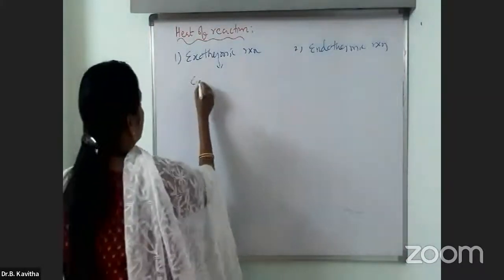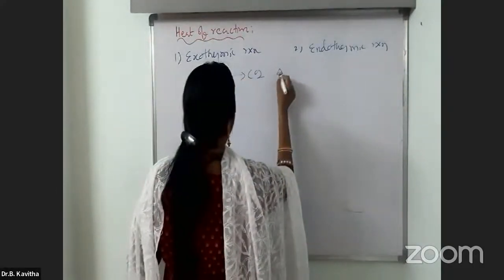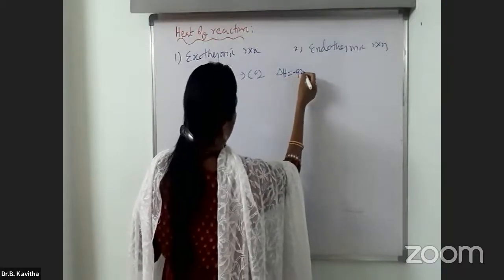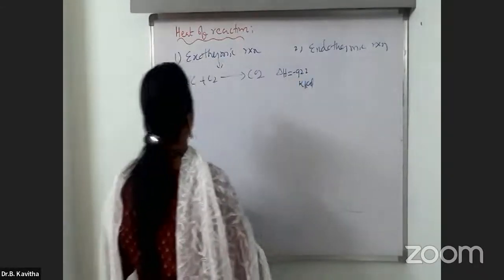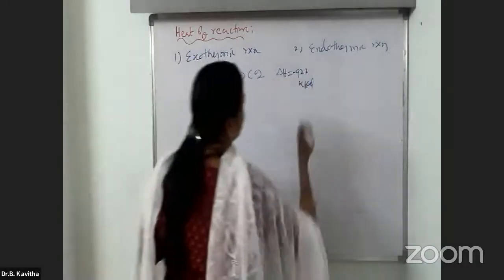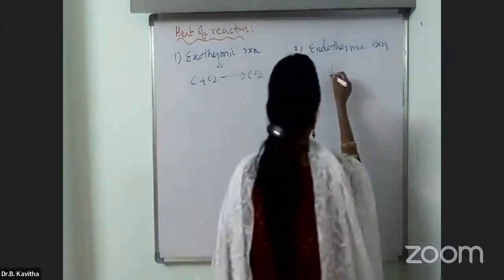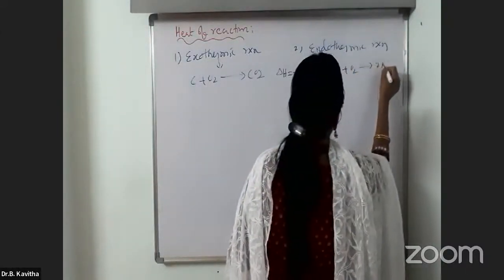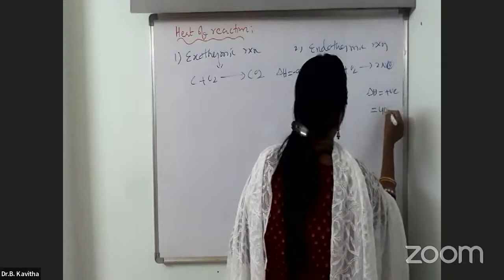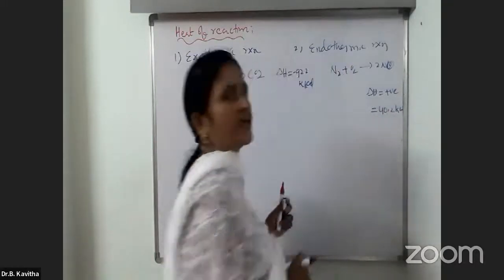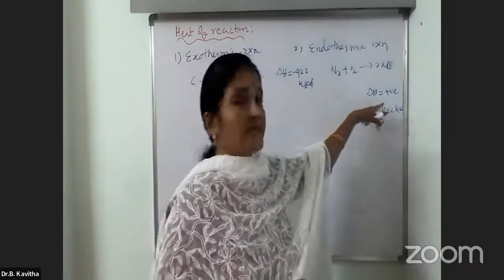A simple example: carbon plus oxygen gives carbon dioxide. During this reaction, delta H is minus 92.2 kilocalories of energy liberated. And the second one is endothermic reactions, in which heat is absorbed by the reactant molecules, like nitrogen plus oxygen gives nitric oxide. During this reaction, delta H is positive, its value is 40.2 kilocalories. We write delta H negative for exothermic and delta H positive for the endothermic reaction.